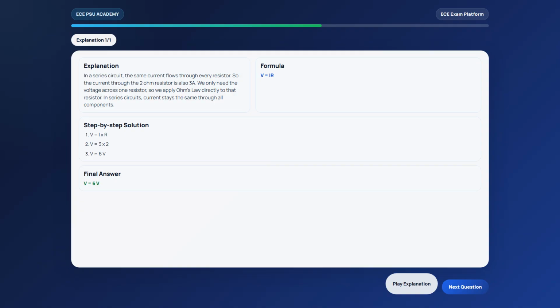Step 1. Use Ohm's law. Voltage V equals current I times resistance R. Step 2. Substitute the values. Current is 3 amperes, resistance is 2 ohms. So, 3 times 2. Step 3. Perform the multiplication. 3 times 2 equals 6 volts. So, V equals 6 volts. Final answer, the voltage across the 2 ohm resistor is 6 volts.